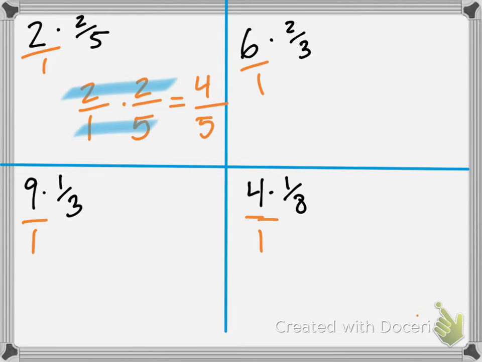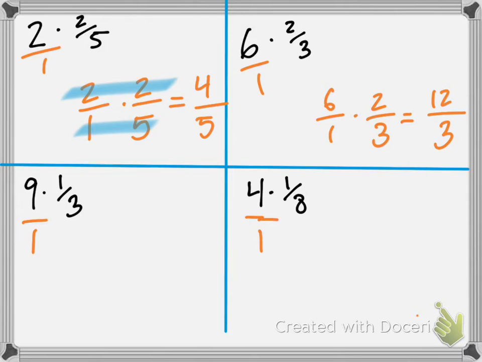Let's look at this next one. I have 6 over 1 times 2 over 3. Wait, Miss Diaz, that's all you have to do? Vahe, what do I do here? You multiply 6 times 2. And what do I get? You get 12. And then what's 1 times 3? It's 3. So I get 12 thirds.